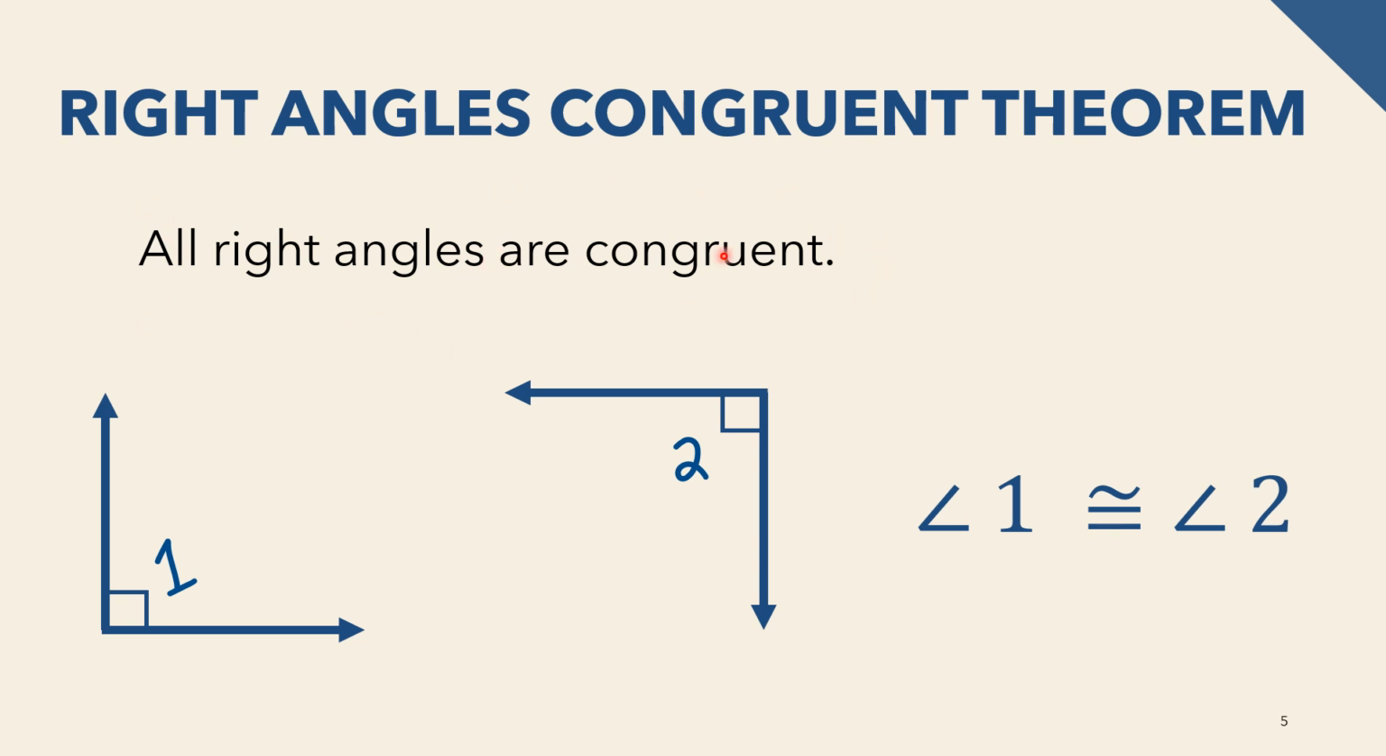So very straightforward theorem here. It just says that all right angles are congruent. That means that the angles are equal. So here it says that angle 1 would be congruent to angle 2. Even though the orientation is flipped, those two angles are still congruent, as long as they are labeled as right angles.